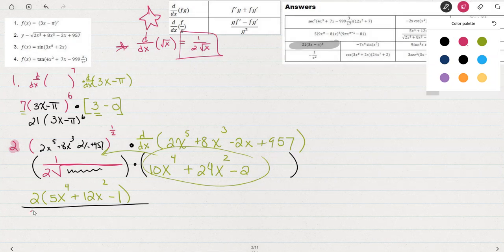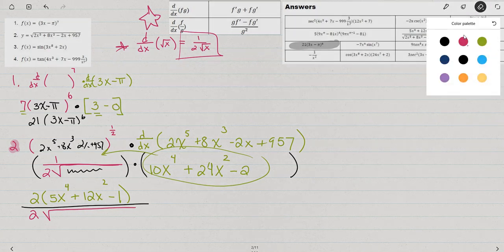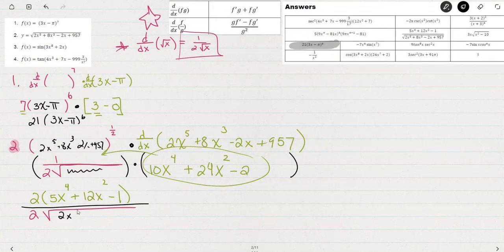So in the denominator, I've got this 2 and then the square root of, maybe since this is the final answer, instead of a squiggly, let me go ahead and write that in. We've got 2x to the 5th plus 8x cubed minus 2x plus 957. 2 over 2 is 1. And when I look over here at the possible answers, I can see right here we've got our answer.